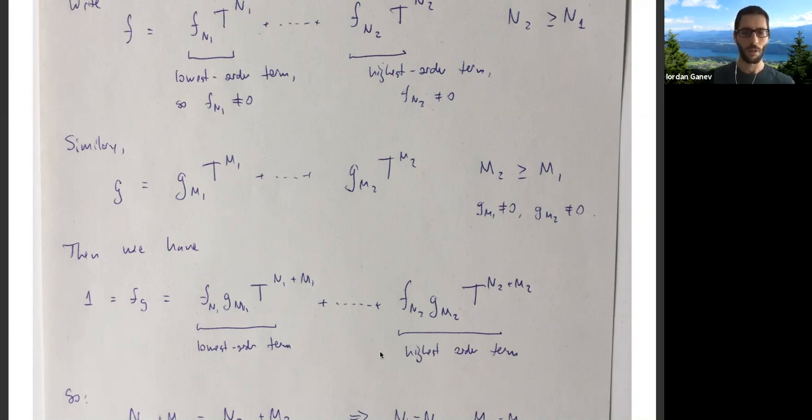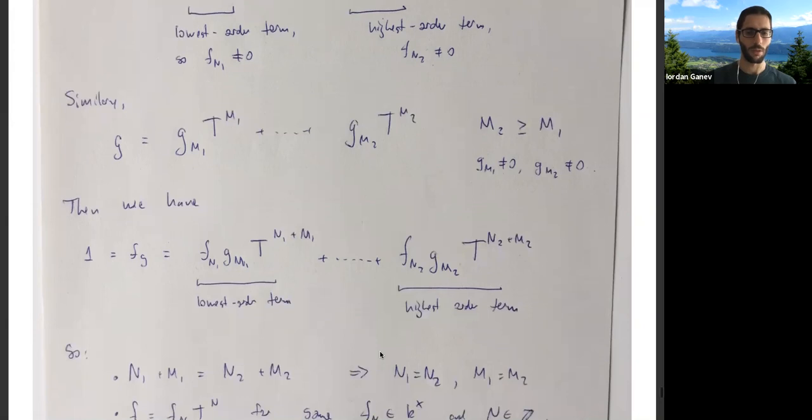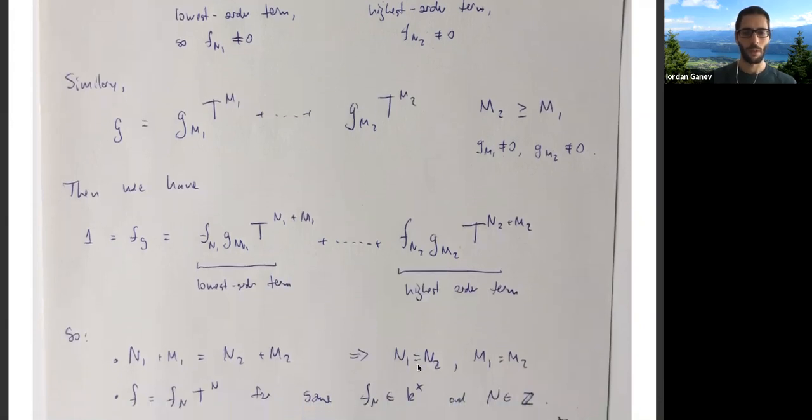And the coefficient must be equal to 1. So we conclude that the smallest power of t that appears must be equal to the highest power of t that appears. And moreover, the sum must be 0, and we can conclude that n1 is equal to n2 and m1 is equal to m2.